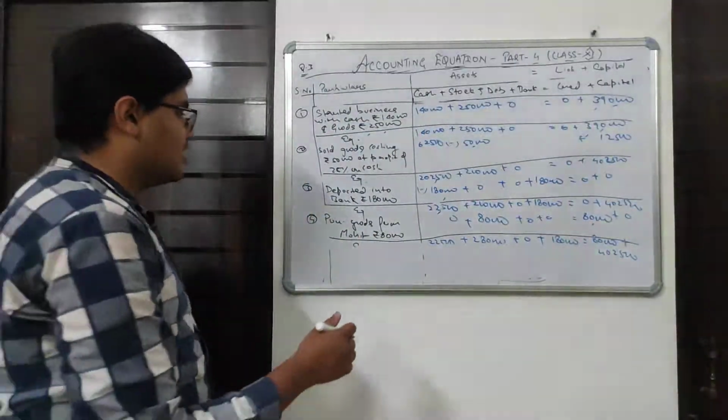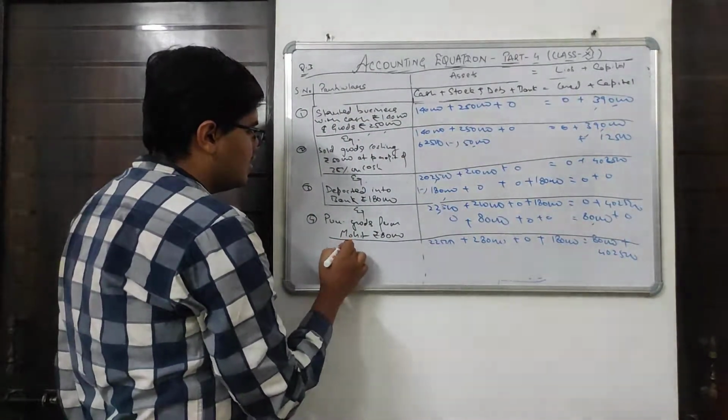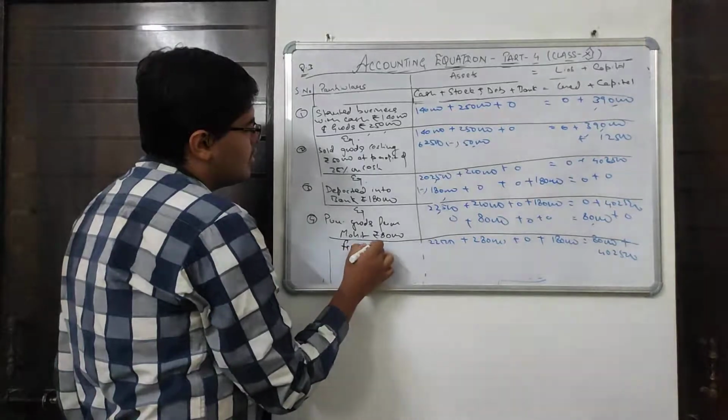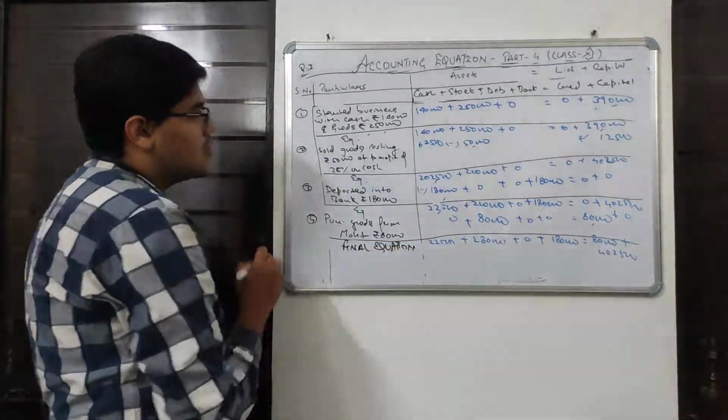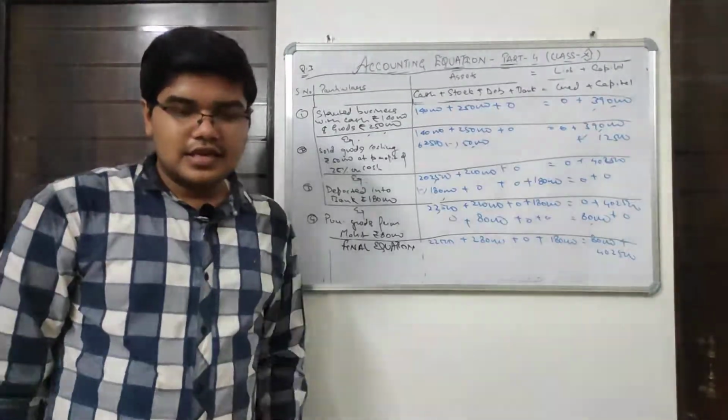So you can write here and make your equation final. You can write here: final equation. Hope today's class is clear to you.